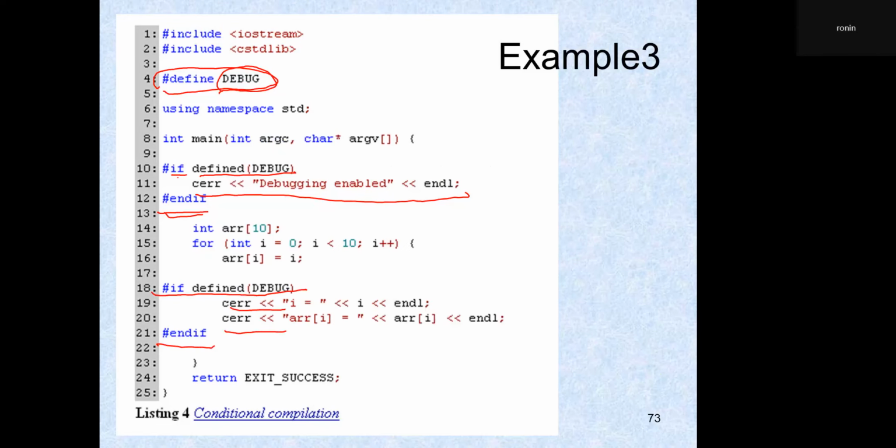And #error. Why do we do this? If your source code is quite long, when you debug your program, you always insert some intermediate output, like cout or cerr, to see the intermediate result. If your program is so long, when you debug it, you always insert some cout or cerr sentences in your program to see the intermediate result.